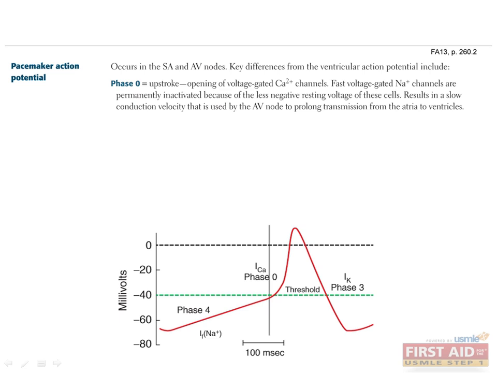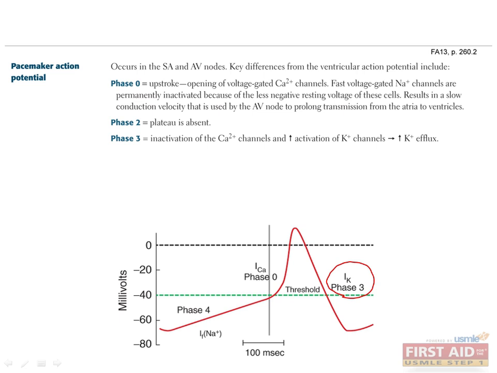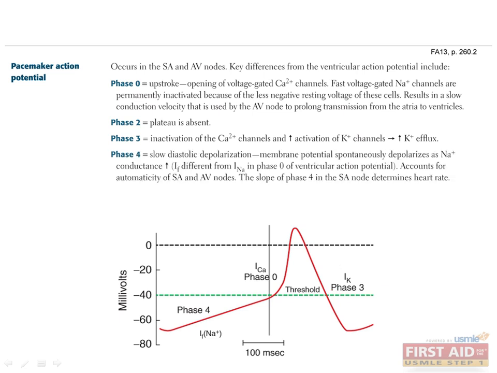There is a slow conduction velocity with the voltage-gated calcium channels. In phase 2, the plateau is absent. In phase 3, repolarization occurs by an increase in potassium conductance with inactivation of the calcium channels. In the final phase, phase 4, slow depolarization occurs in which the membrane potential spontaneously depolarizes as sodium conductance increases. This current is known as IF.